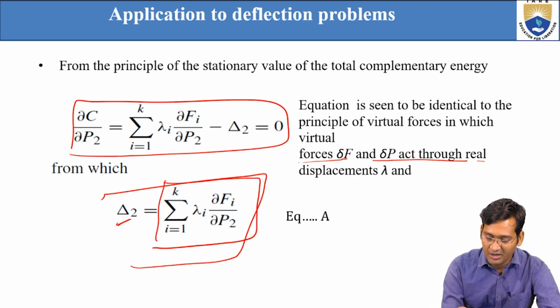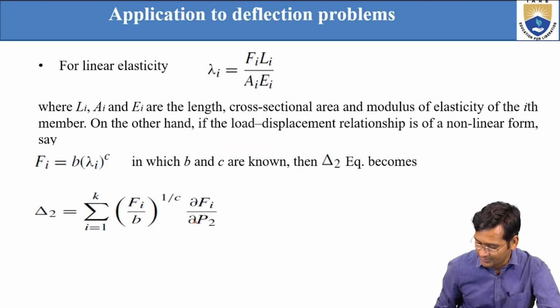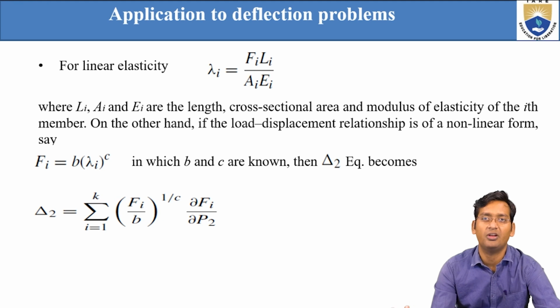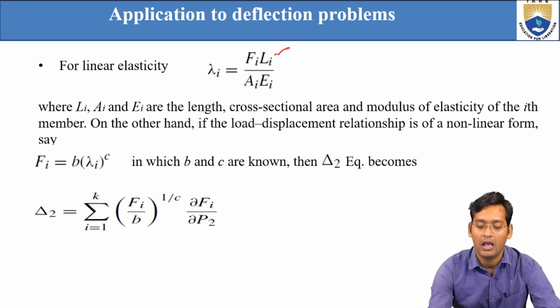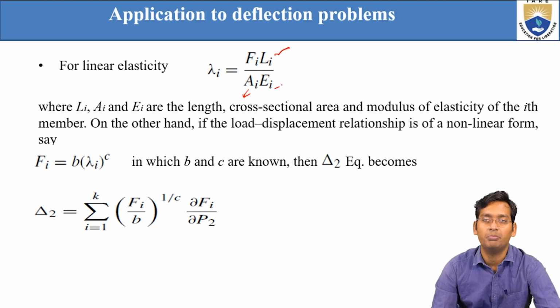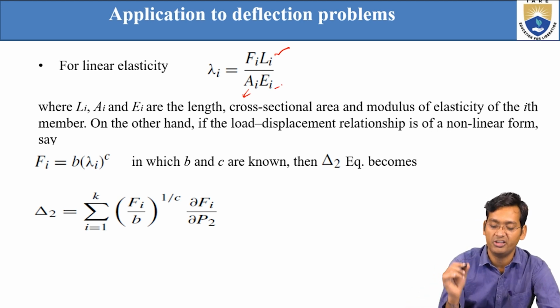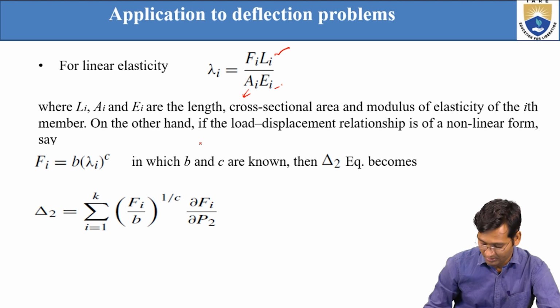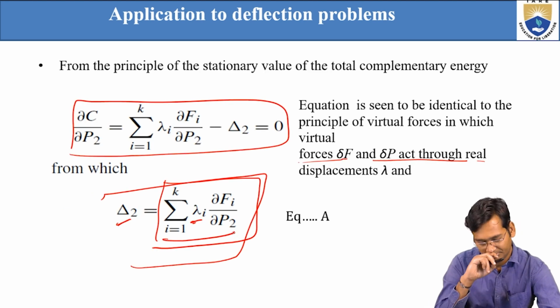So what will be the lambda I, that extension? Earlier in mechanics of solids you had seen lambda equals FL upon AE, where F is the force acting, L is the length of the member, A is the cross-sectional area of the member, and E is the Young's modulus of that member. If the same material is there throughout, meaning all the members are of the same material, then there is no need to write EI. Simply it will be E, and you can take that common in this equation.